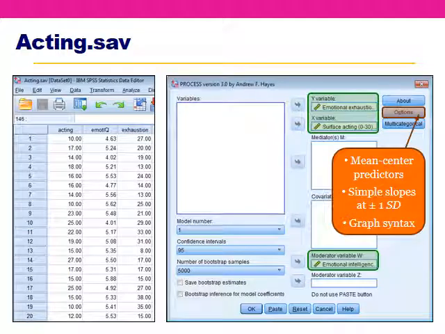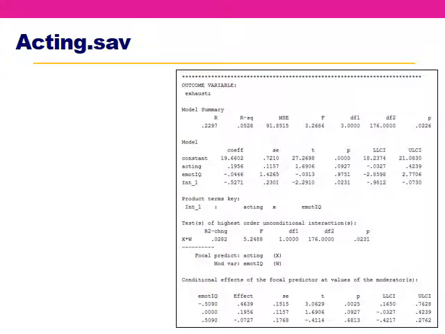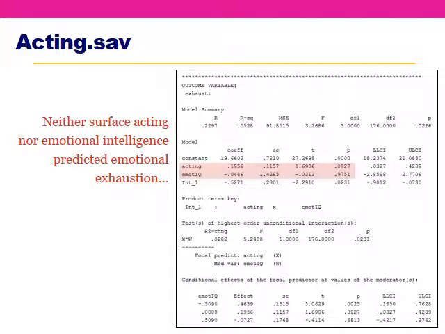Okay, so let's see how we did with this problem. Here is what your output would look like. Let's walk through this. Neither of the main effects was significant. So surface acting was not a significant predictor of exhaustion, and emotional intelligence was not a significant predictor of exhaustion.